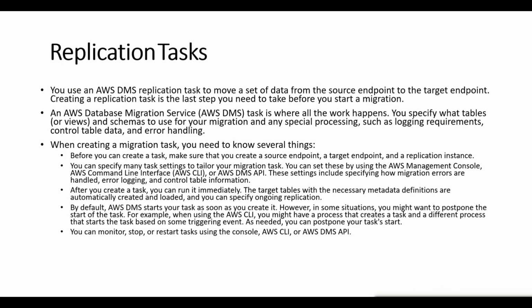After you create a task, you can run it immediately. The target tables with the necessary metadata definitions are automatically created and loaded, and you can specify ongoing replication. By default, AWS DMS starts your task as soon as you create it. However, in some situations, you might want to postpone the start of the task. For example, when using the AWS CLI, you might have a process that creates a task and a different process that starts the task based on some triggering event. As needed, you can postpone your task start. You can monitor, stop, or restart tasks using the console, AWS CLI, or DMS API.